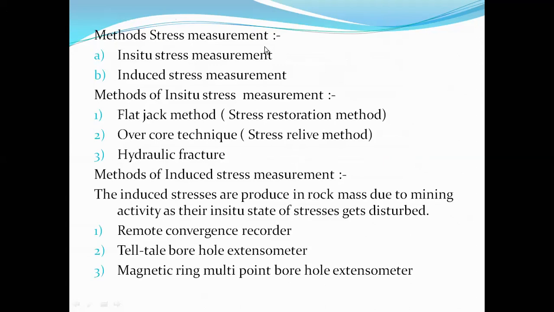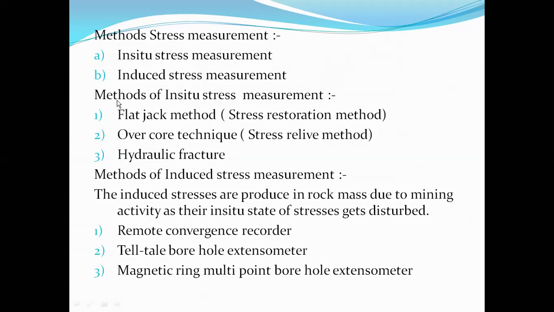The methods of stress measurement. There are two things: one is in situ stress measurement, and the other is induced stress measurement. In situ is nothing but the stress acting on the rock specimen in its in situ or originally formed condition. That is why it is called in situ stress measurement. Induced stress is due to movement of strata or mining activity, where there is some kind of deformation between the layers of the strata, which induces stresses. So the stress induced due to lateral movement of strata is called induced stress.